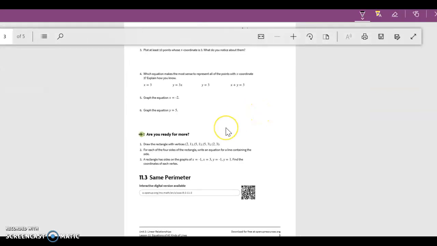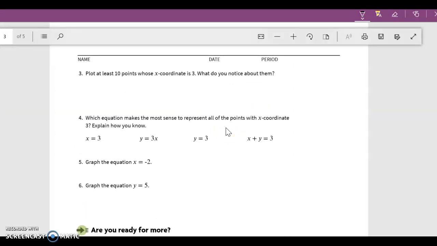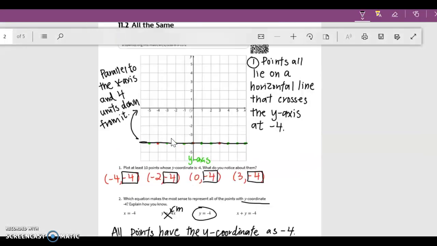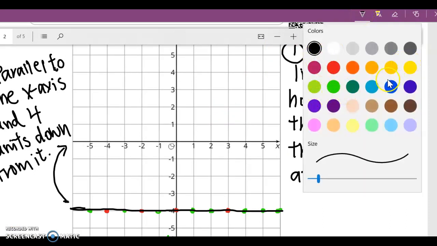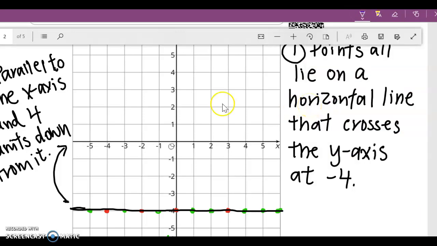All right, next page. Plot at least 10 points. This time the x coordinate is 3, and what do you notice about them? I'm going to go back to my graph right here. I'm going to plot 10 points for when the x coordinate is 3. What color should I use? I'm going to use purple. Okay. When the x coordinate is 3, this is my x-axis, so 3 is right here. That means every single point will be at 3 for x.